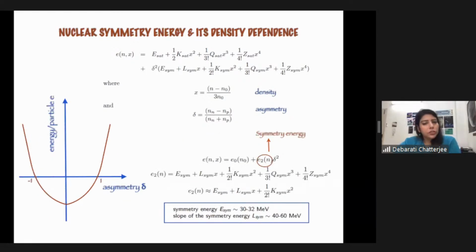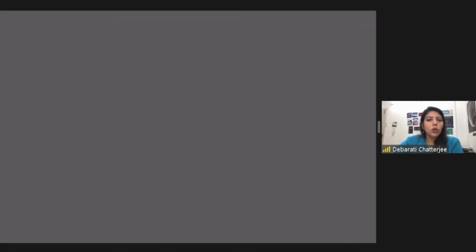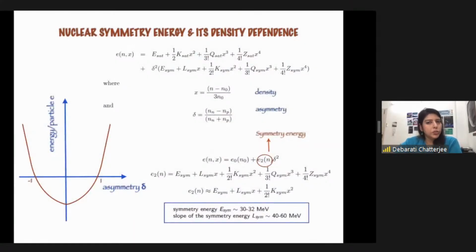Now, symmetry energy is a very interesting quantity when it comes to neutron star matter. You will see that there are a lot of discussions around symmetry energy, because neutron stars are one of the only laboratories in the universe where you can measure the effect of this quantity. So these terms can be estimated by studying matter which is away from an equal number of neutrons and protons.